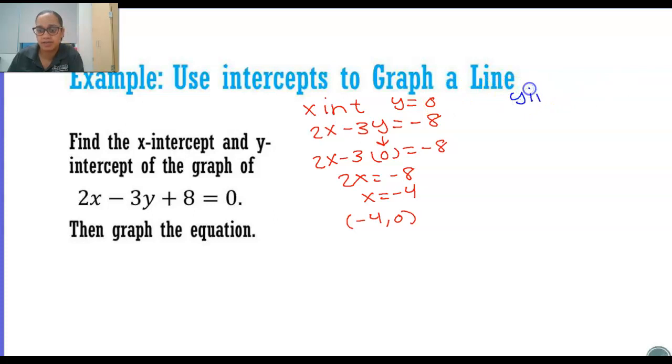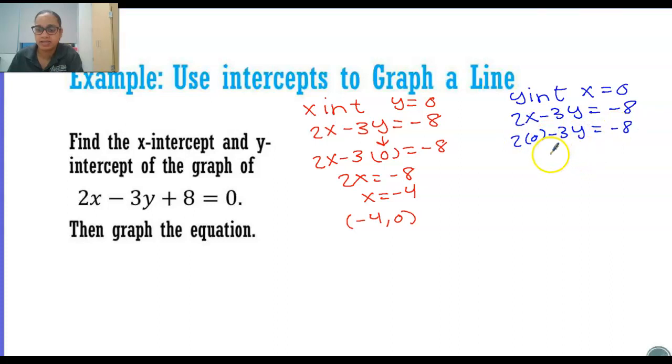My y-intercept occurs wherever x is equal to 0. So again, I'm going to start in standard form. 2x minus 3y equals negative 8. But this time I'm going to plug in 0 for x. So this would cancel here. I have negative 3y equals negative 8. And when I divide by negative 3, a negative divided by a negative is positive. So I would have 0, comma 8 over 3.